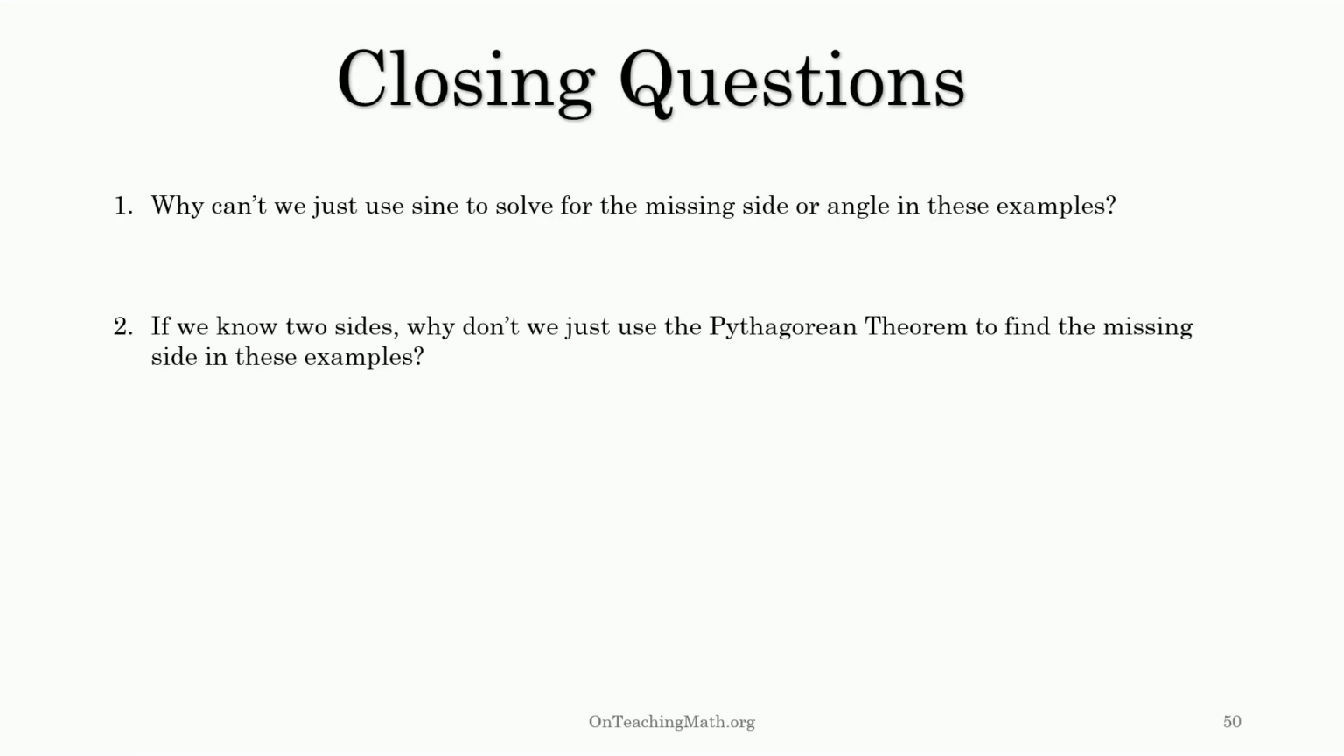All right, now a couple questions for you to close this out. First one, why can't we just use regular old plain sine if you're looking for a missing side or an angle in the examples we did in this lesson? That's the first question. Second one, if you know two of the sides, why can't you just use the Pythagorean theorem to find the other side in the examples that we did in this lesson? So go ahead and answer those. And, well, I hope you learned a lot, and I'll talk to you later.